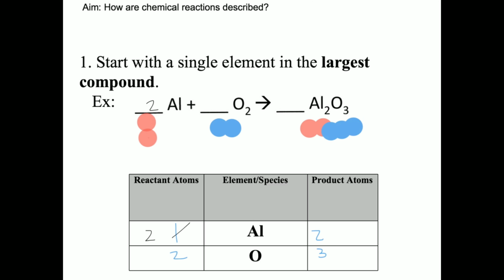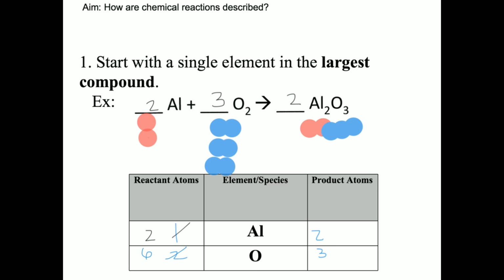To find the least common multiple between 2 and 3 is 6. To make 6 oxygens on each side, I will multiply the reactant side by 3 and the product side by 2. Let me update the pictures and the chart. So 3 O2s are 3 sets of diatomic oxygen. That gives 6 oxygen atoms on the reactant side.